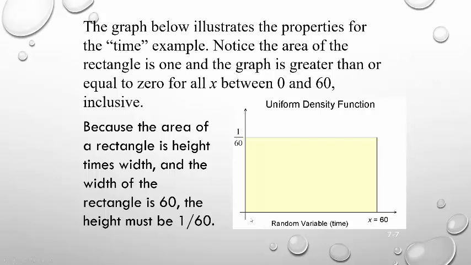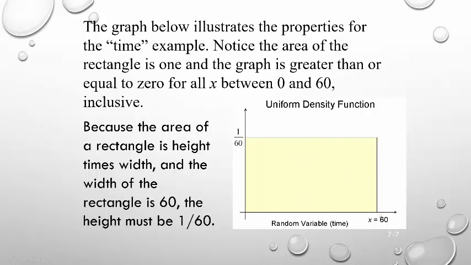Because if the package arrives 1 minute late, 2 minutes, 3 minutes, 4 minutes, all the way up to 60 minutes later than 10 a.m. or 11 a.m. All right. The reason I have the height up here be 1 over 60 is I want the area under this graph here to be 1.